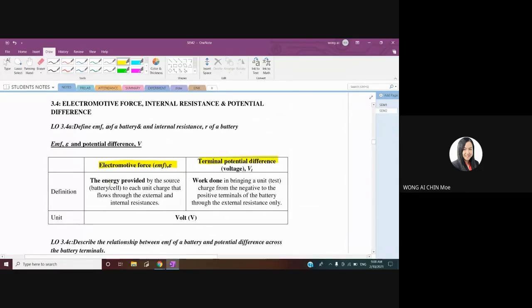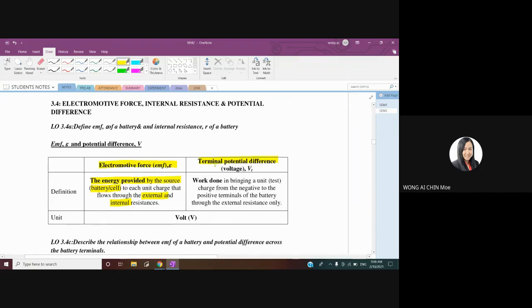So the difference is, EMF is the energy provided by the source. Usually the source is our battery, to each unit charge that flows through the external and also internal resistor. Meaning that EMF is the energy provided by the source, usually from a battery. So this energy will flow through the external and also internal resistor.